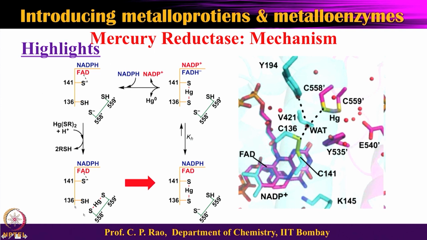So, active form, mercury pickup, mercury shifts from one center to the other, and then rearranges into this. Finally, because there is a bit of redox happening between the FAD and NADPH, FADH minus, this NADPH becomes NADP plus, then this is ready to reduce this one, and then the reduction takes place in this too.